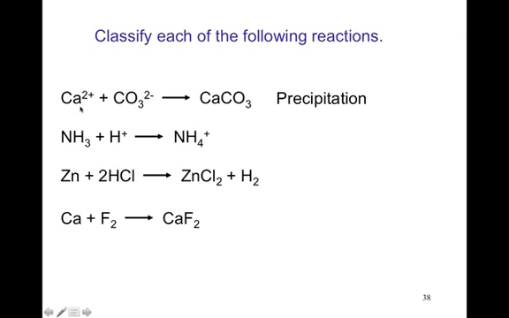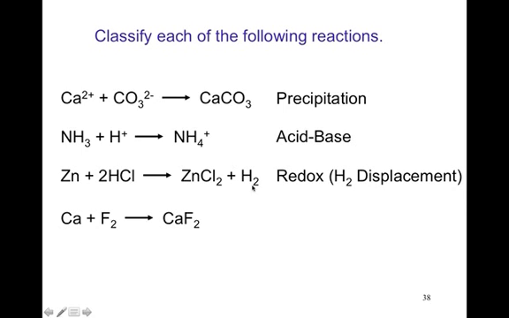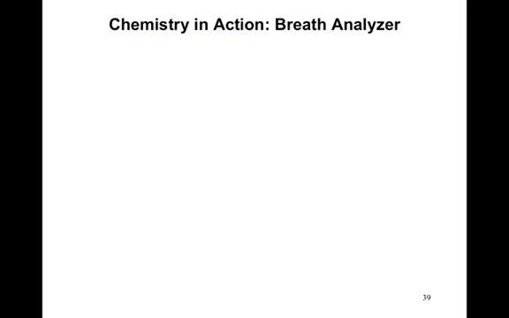So here we have calcium plus a carbonate gives us calcium carbonate, and that's precipitation, where we have solids settle out. Here we have NH3 plus hydrogen, so hydrogen's being donated and accepted. That's acid-base reactions. Here we have zinc and HCl gives us zinc chloride and hydrogen. That's going to be a redox, and you could say an H2 displacement because it is displacing hydrogen. And here's calcium and fluorine forming their compound, calcium fluoride. That would be another redox, a combination redox. So there's some examples of how we could do those relatively easily.